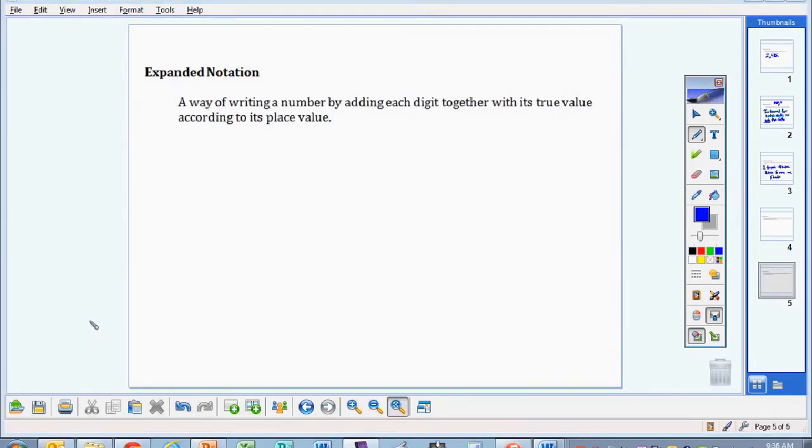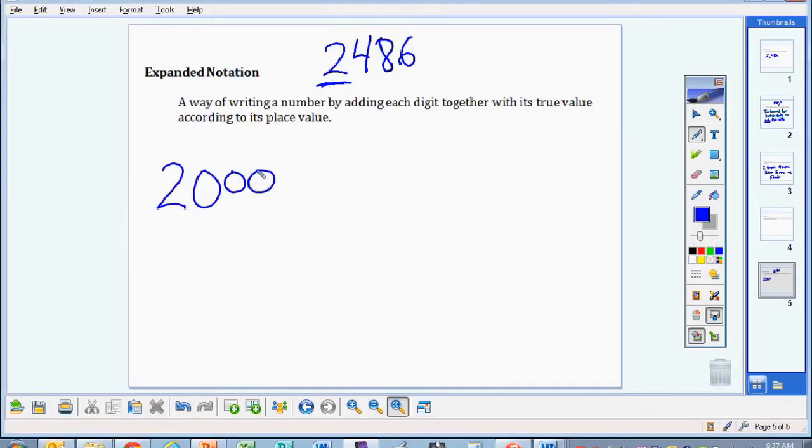Expanded notation is taking our original number and adding it with the true values of the place values. So if we stick with our standard notation example of 2,486, I'm going to take the true value of that 2. It is actually 2,000. And I'm going to add it to the true value of the 4. I'm going to add that to the true value of the 8 plus the true value of the 6. If we add that up, it will take us back to 2,486.